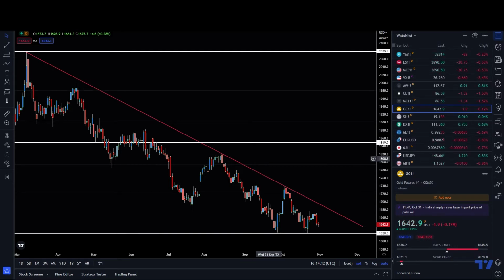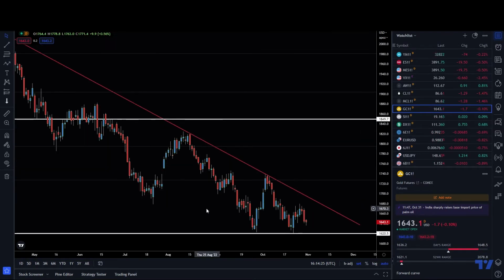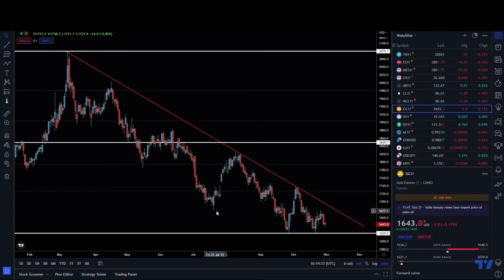Okay, so that's a downtrend. In a downtrend, obviously we want to be a seller. If you're trying to trade against the trend, some people have success with it. I personally don't. I like to try and stay with the current. So let's take a look here.